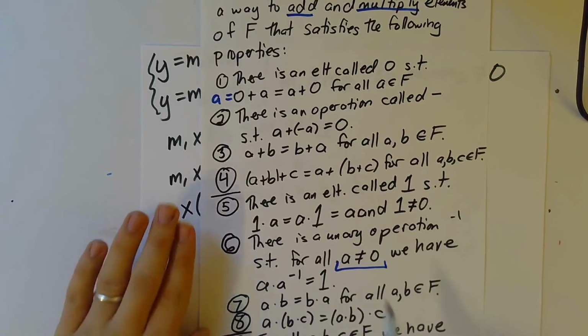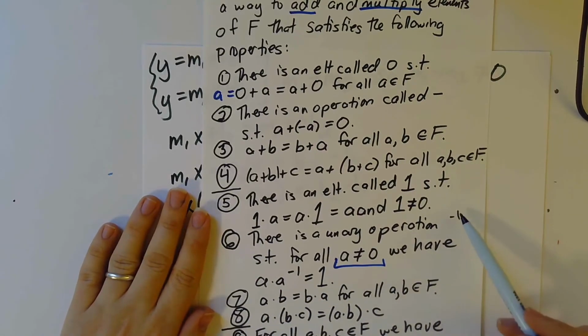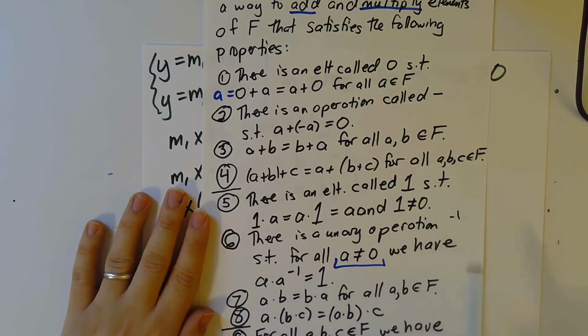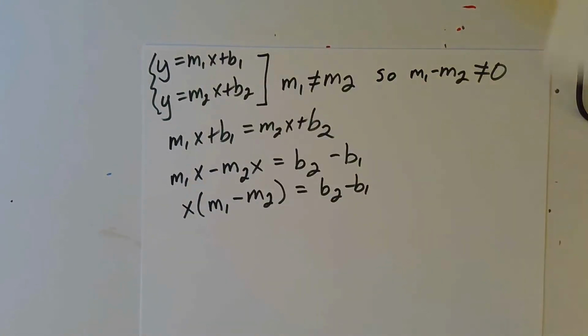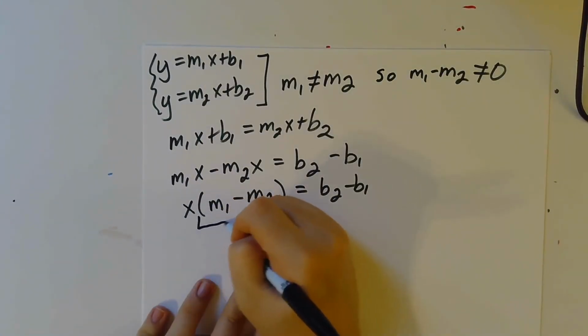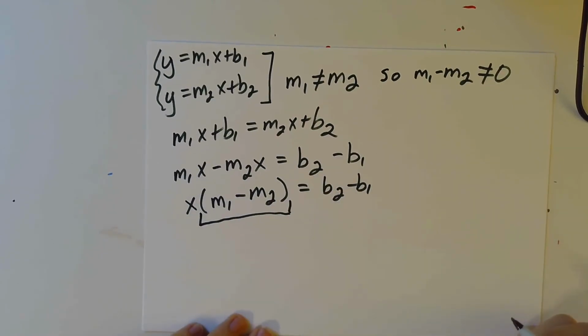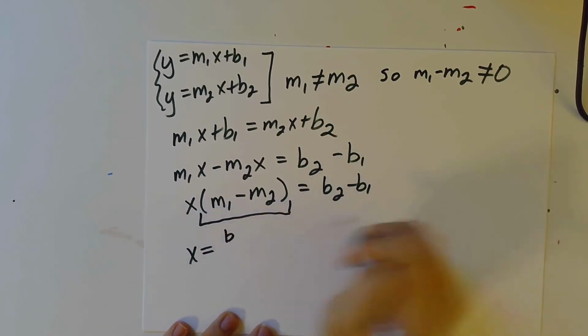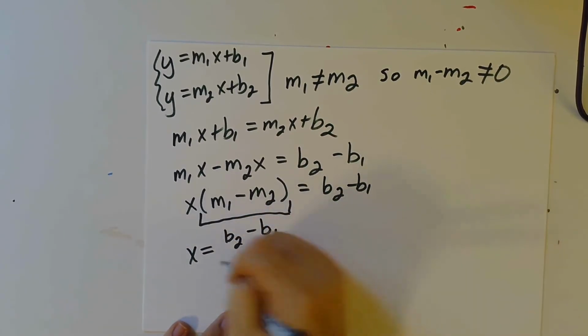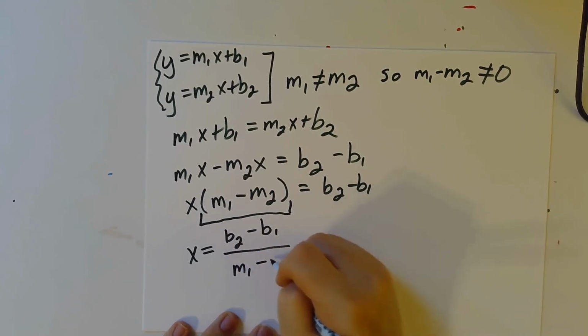And if you want to look back at our list of axioms, what we've said is there's this unary operation, multiplicative inverse, with the property that every non-zero element has some number you can multiply it by to get 1. In other words, we can divide by non-zero numbers. So in particular, this m1 minus m2 is a non-zero number, so we can divide by it, which gives us x is b2 minus b1 over m1 minus m2.